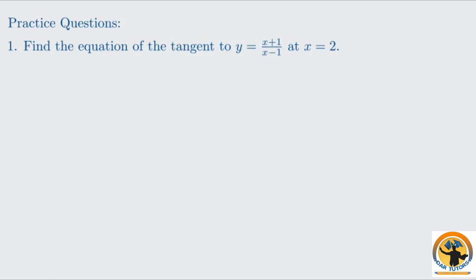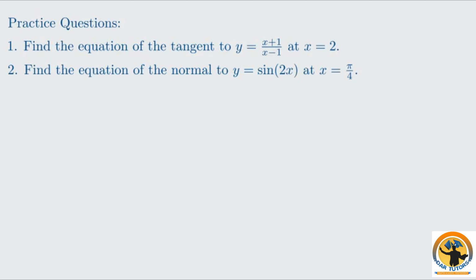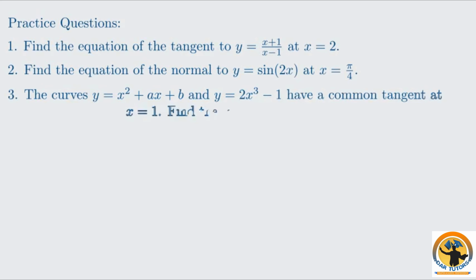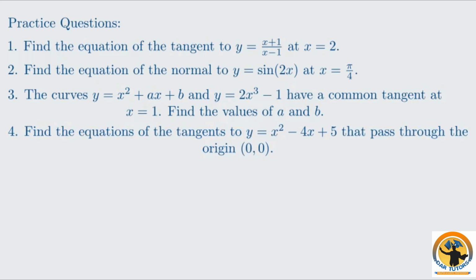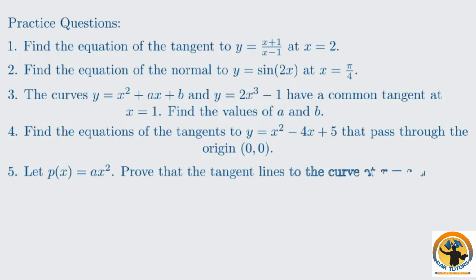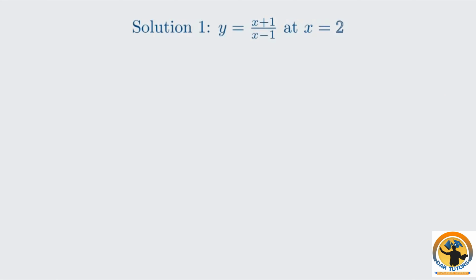Now, to help you solidify your understanding, here are 5 practice questions in the style of the IB exam. Pause the video, try them on your own, and then resume to see the fully worked solutions. Here are the questions. Question 1 involves a tangent to a rational function. Question 2 asks for a normal to a trigonometric function. Question 3 is a common tangent problem. Question 4 involves finding a tangent from an external point. And question 5 is a proof involving tangents to a parabola. Let's go through the solutions.